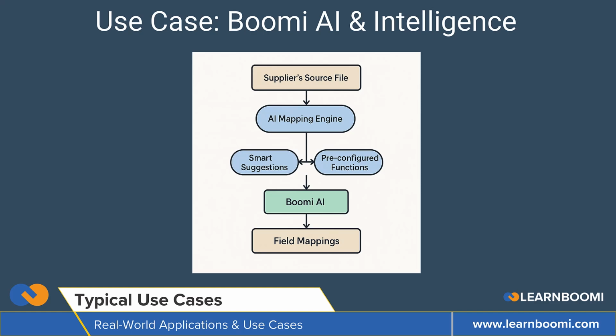And why do companies need Boomi AI? Because manual mapping is slow. Understanding large documents also takes too much time. And errors in mapping cause business failures. So how does Boomi AI and intelligence solve this challenge?